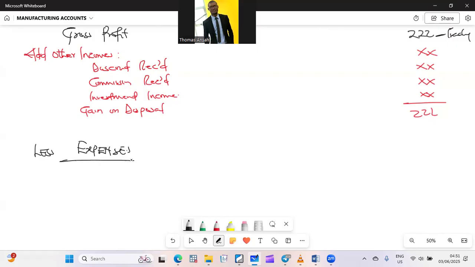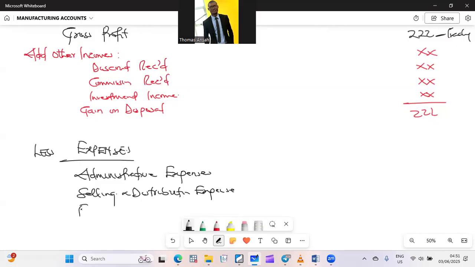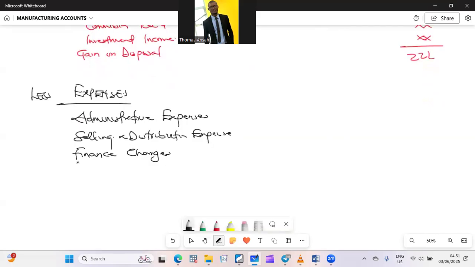All right. So the expenses are categorized. You will be getting administrative expenses, selling and distribution expenses, and there is something I'm coming to show you. You have finance costs or finance charges, issues of depreciation. You know the rest, all right? So you add all those expenses.